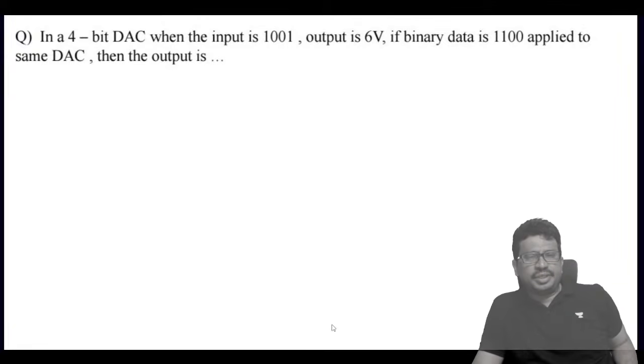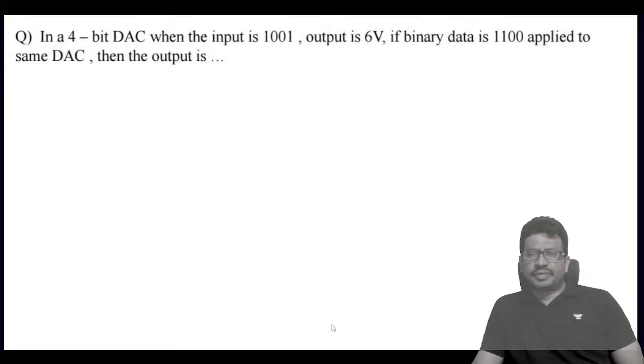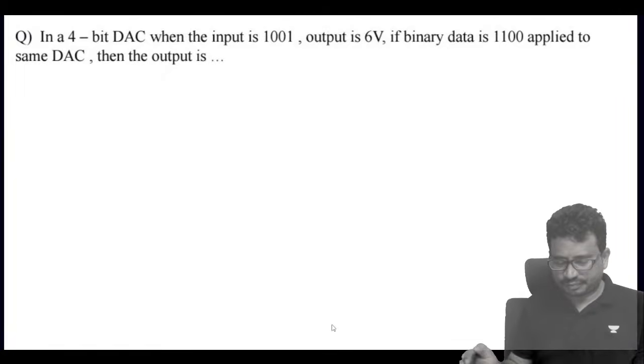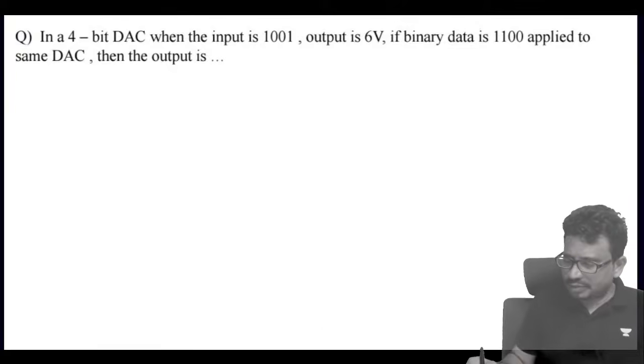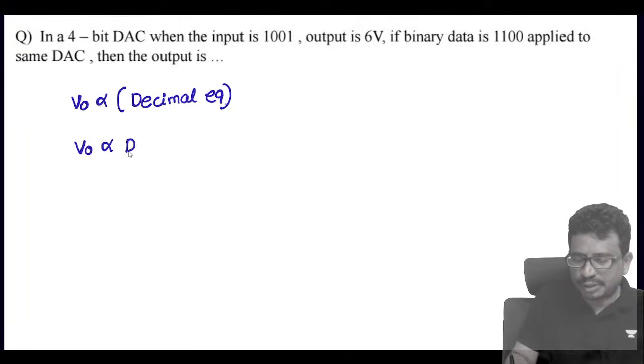For the 4-bit DAC, when the input is this much, the output is 6 volts. If the binary data 1100 is applied to the same DAC, what is the output? As we have seen, the output voltage of any DAC is directly proportional to the decimal equivalent. So V0 is proportional to D, the decimal equivalent.